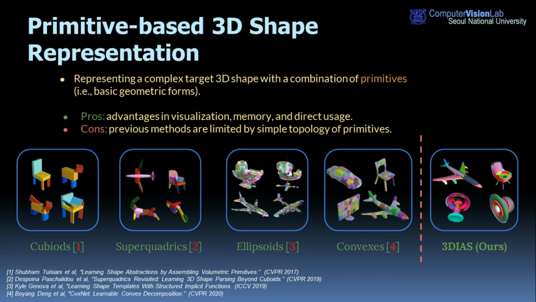Primitive-based 3D shape representations can model complex 3D shapes with a combination of basic geometric forms called primitives. While these representations have various advantages in computer graphics applications, previous methods are still limited by the simple topology of the primitives to obtain the detailed 3D shapes.